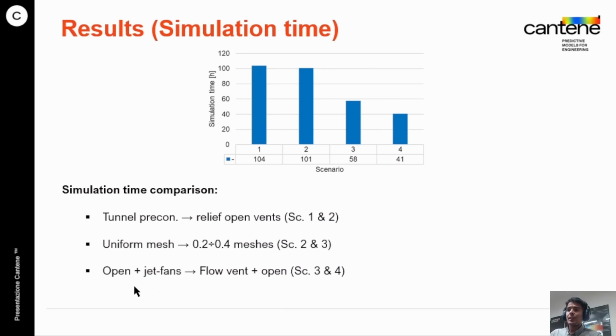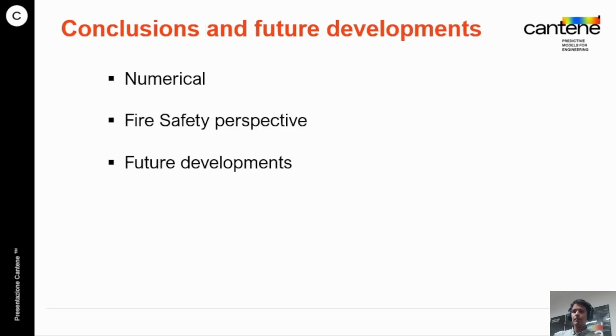At last, changing the way we calculate the flow inside the tunnel, so using the jet fans or not using them and making an input of the volumetric flow, changes also the simulation time, but it also has a drop in the precision of the simulation. In the end, we can conclude that from a numerical point of view, the tunnel preconditioner is a step forward for the FDS code because it manages to provide stability for the simulations without the need to modify the model in any way.